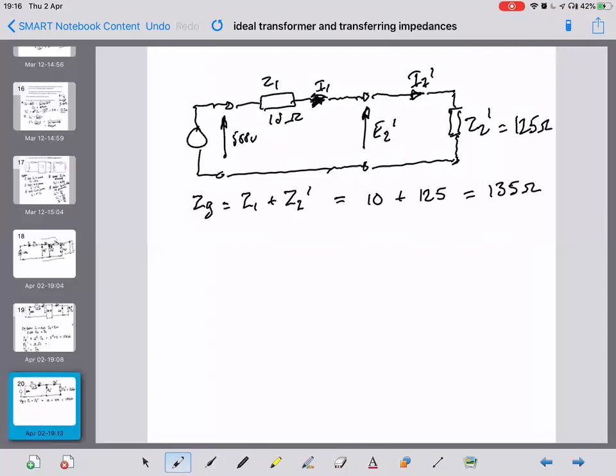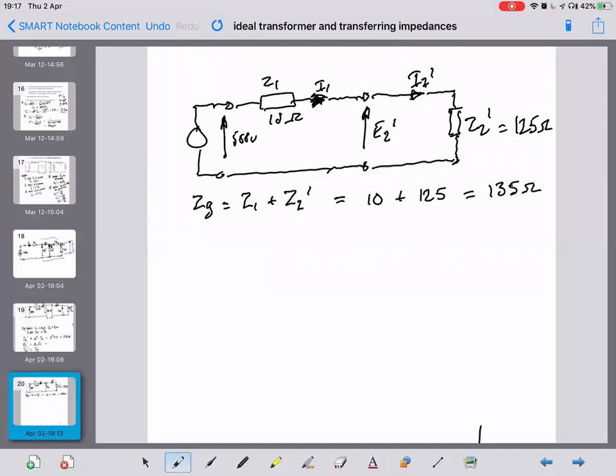Can we call that ZG? Yeah, I just called it that because that's the impedance seen by the generator. Oh, okay, right. Yeah, it's the impedance that the 500 volts of the generator sees. You can call it what you like, really, as long as it's clear what it is.